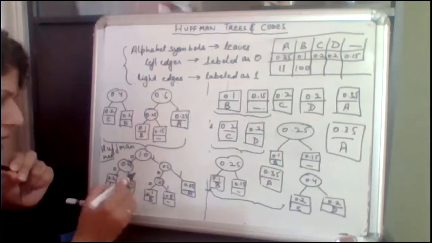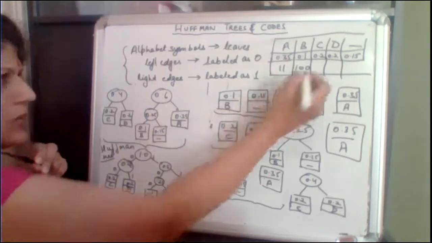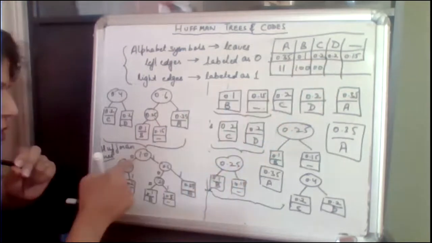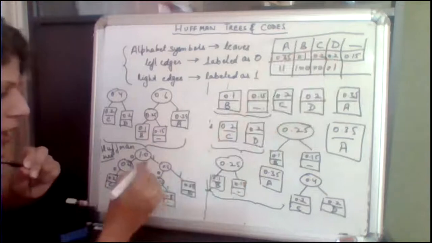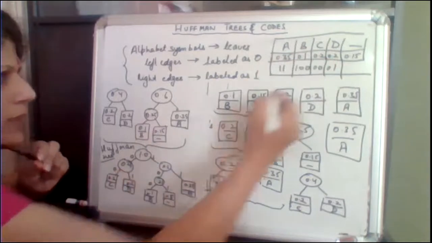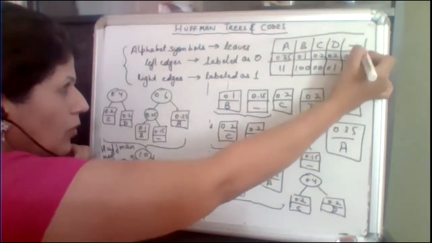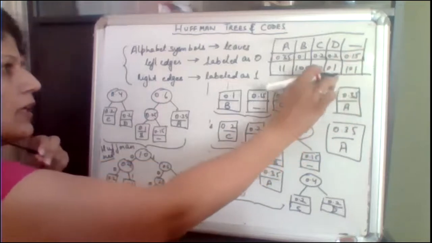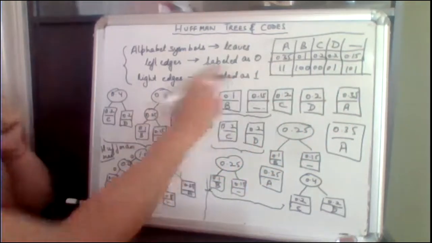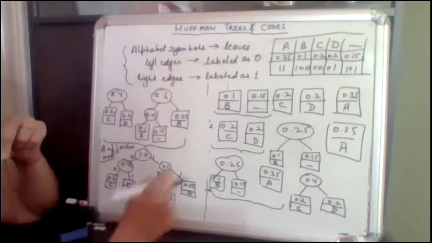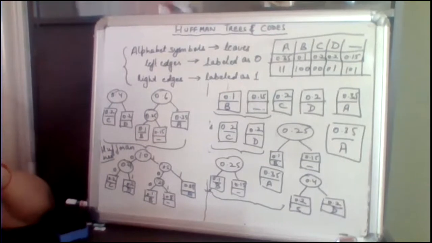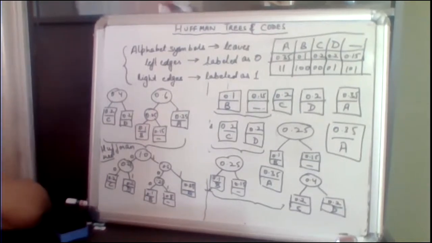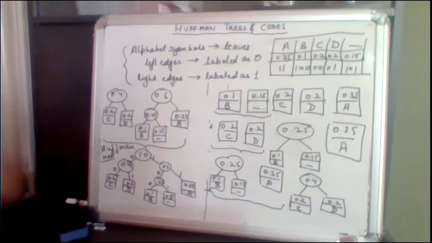To reach C, 0 and 0. To reach D, it is 0 and 1. And to reach underscore, it is 1, 0, 1. So what we have gotten here is the Huffman tree and the code. Once you have this code table with you, then you can generate the code for any given text for A, B, C, D and underscore.